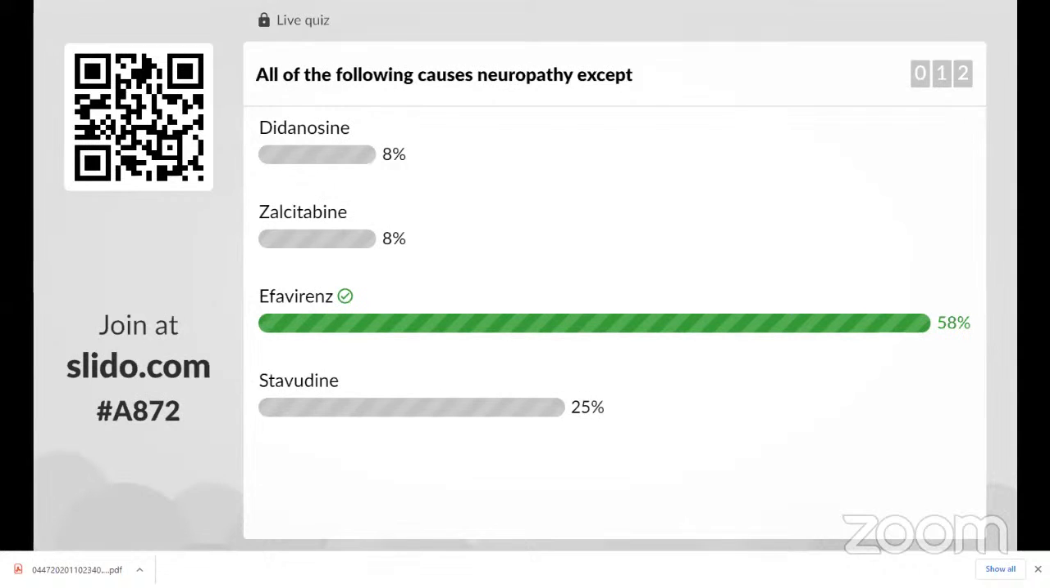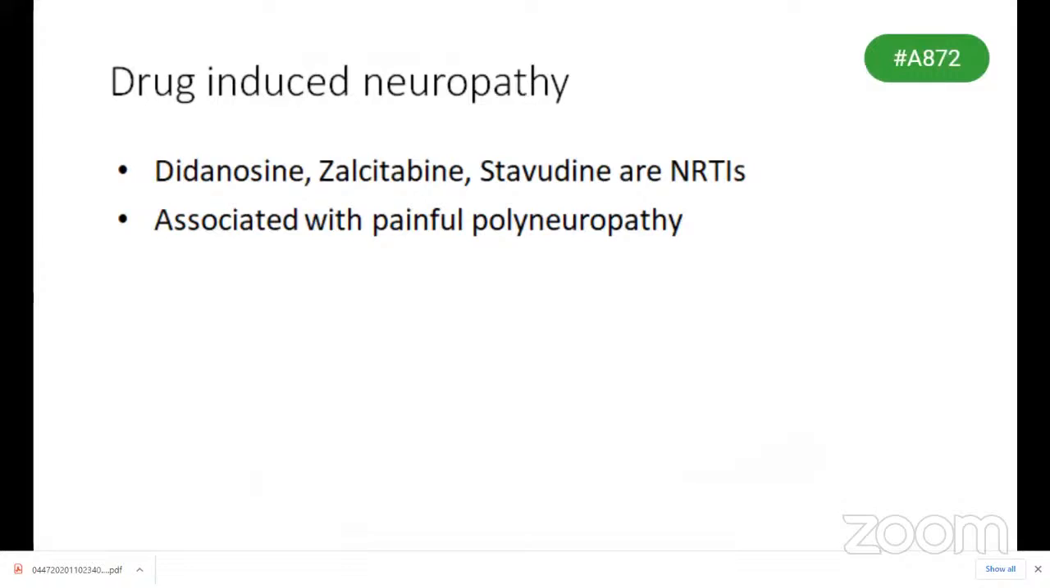The neuropathy is caused by the so-called D drugs: didanosine, zalcitabine, and stavudine. These are drugs of the NRTI group. They are known to cause a painful neuropathy, which is similar to the distal symmetrical sensory neuropathy of HIV. It's very difficult to differentiate between drug-induced neuropathy and disease-related neuropathy. The only way to differentiate is that once you stop the drugs, the progression of the disease as well as the pain would reduce 8 weeks after you stop the medicine. If it doesn't, then probably it is a disease-related neuropathy, not a drug-related neuropathy.